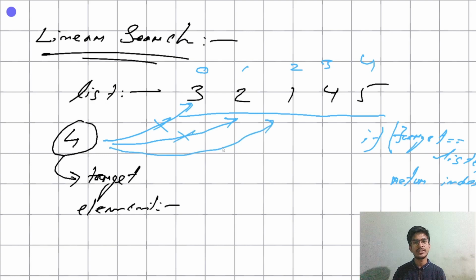So it will say if 4 is equal to 1, no, it is not equal. So again it will go to the next index. So it will say okay, if 4 is equal to 4, yes it does, so it just returns that index, so it doesn't go further. So that is the explanation of the linear search.